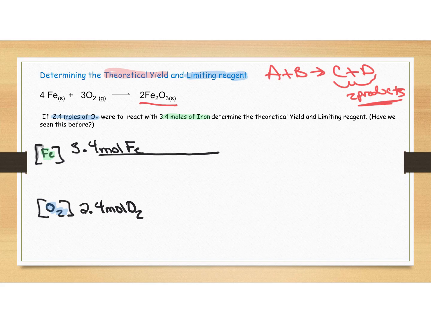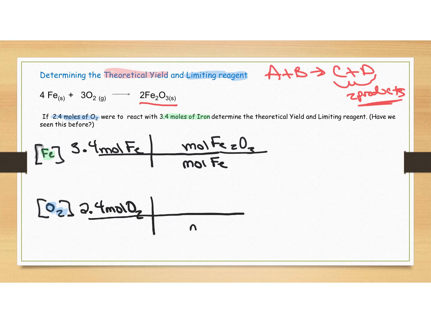And I know we did this problem before. I'm going from moles of iron to moles of iron oxide. And in this one, I'm going to go from moles of O2 to moles of my iron 3 oxide.